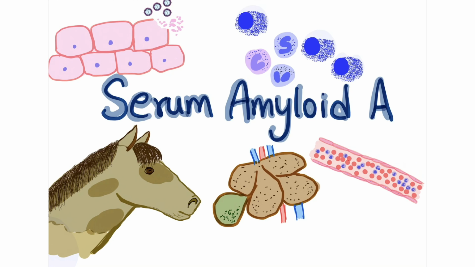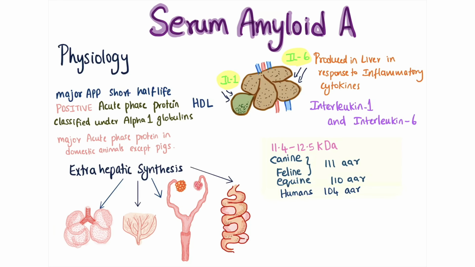In this video, we are going to learn something about serum amyloid A. Serum amyloid A is a major acute phase protein with a very short half-life. And it is a positive acute phase protein, which means it increases in response to inflammation. In circulation, it is associated with high-density lipoproteins. And it is also classified under alpha-1 globulins.